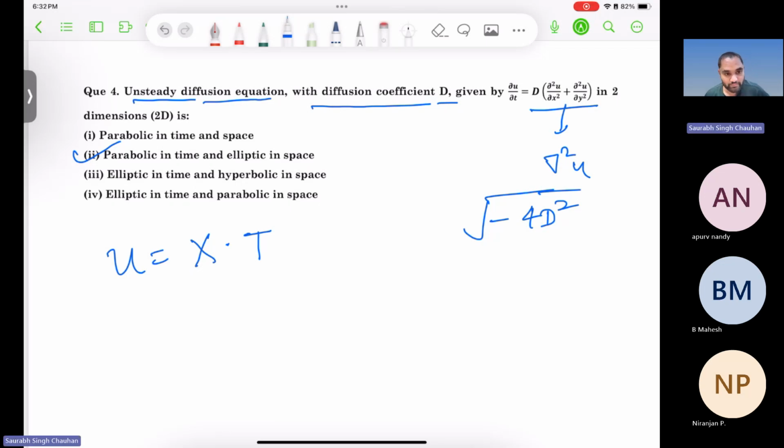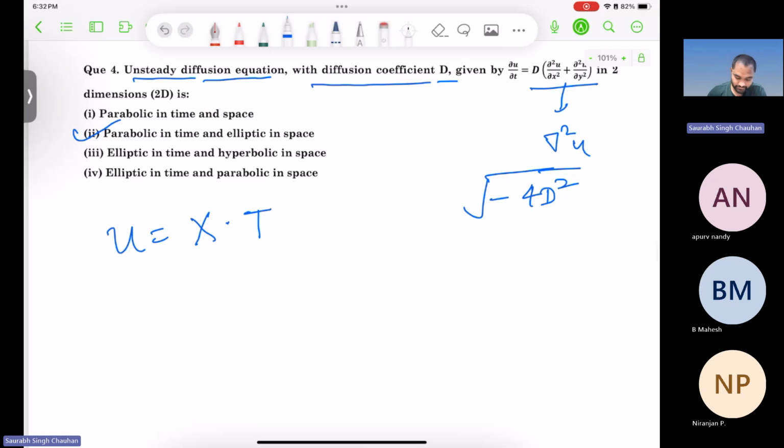And then you do separation of variables, and the final solution you will get exponentially decaying.